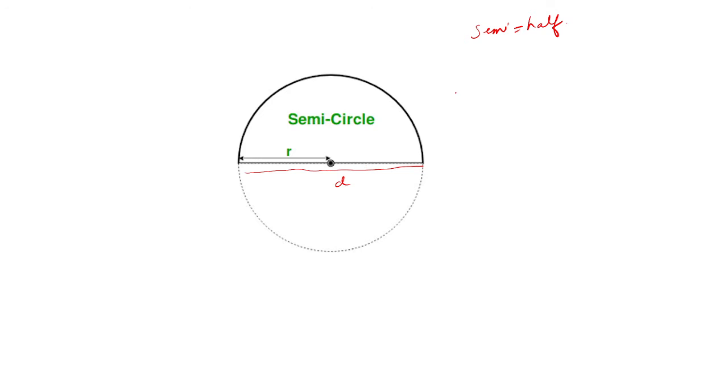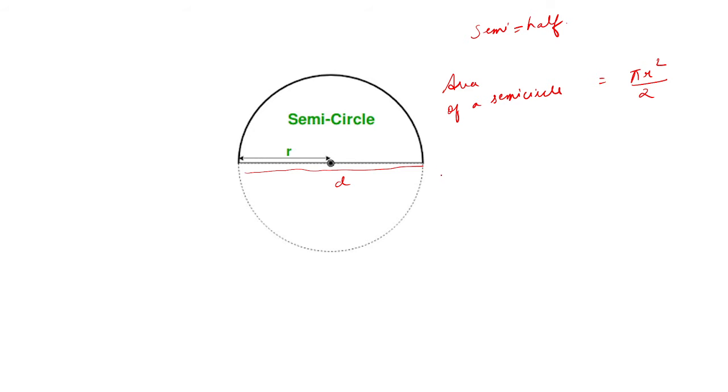Here the only difference is the area of a semicircle. You think about this, area of a semicircle. That means you're trying to find the area of half of the circle, right? What is area of a circle? Pi r square. And semicircle means half of that circle. So pi r square by 2.